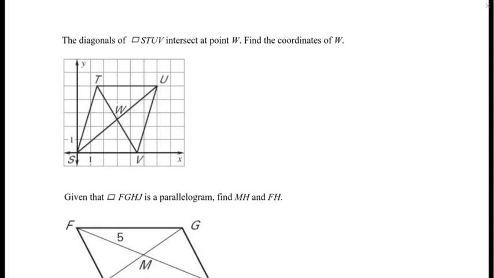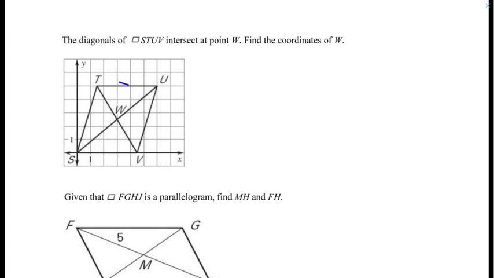Let's take a look at an example that includes that property. In this example, it says the diagonals of quadrilateral STUV intersect at point W. We want to find the coordinates of point W. So with this, first of all, let's make sure that it is in fact a parallelogram.